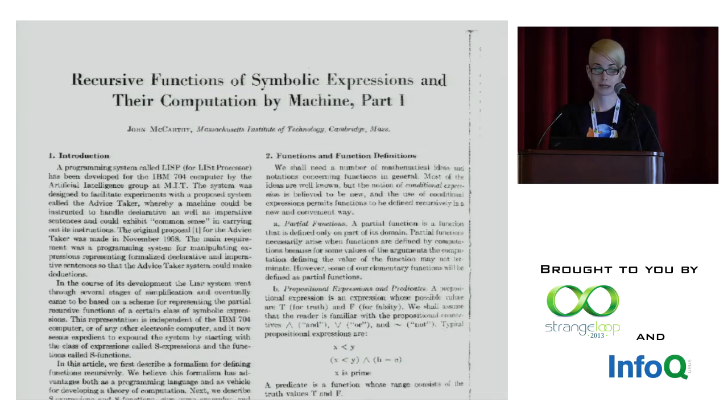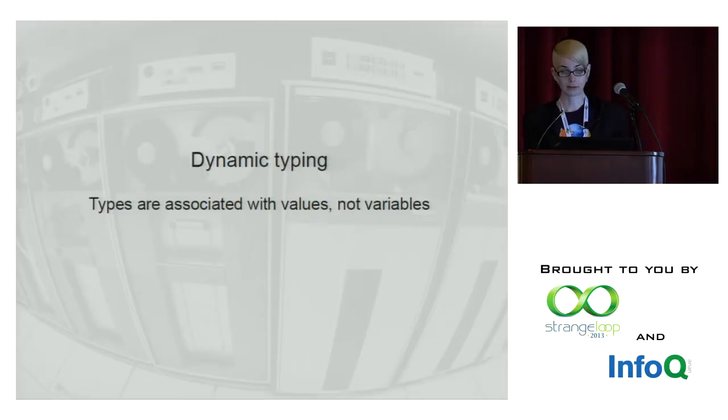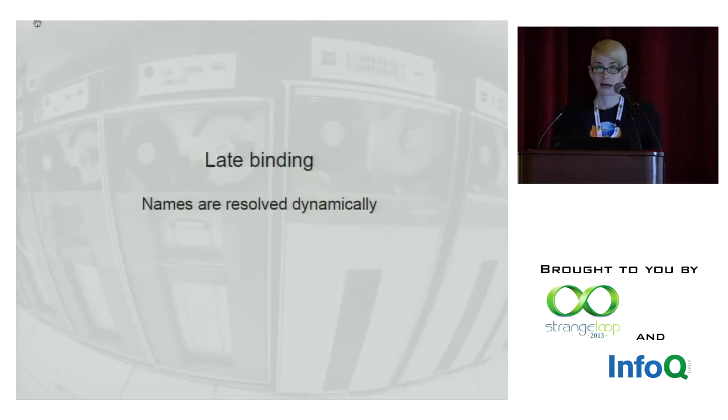I would say that Lisp had a lot of influence on the languages that followed it. It was the first dynamic language and also the first functional language. And many of its features are still found in all dynamic languages today. Features like dynamic typing, so types are associated with values and not with variables, as in static languages. Late binding, so names are resolved dynamically. When you call a function, the lookup is semantically done at runtime instead of statically resolved.